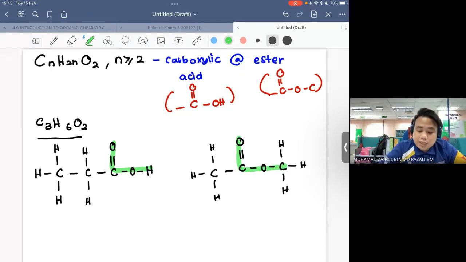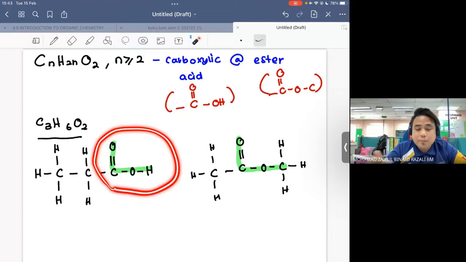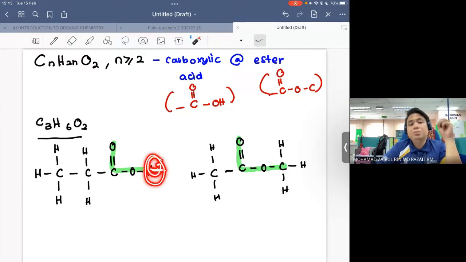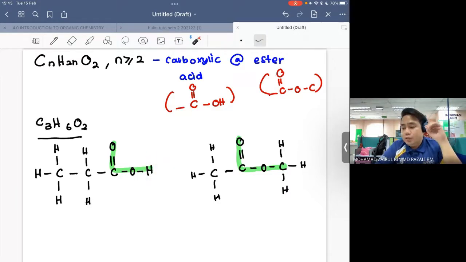Okay, carboxylic acid ni the same case macam aldehyde. The functional group yang C double bond OOH tu must located at the terminal carbon. Carbon yang paling hujung. Tak kisahlah hujung yang kanan ke, hujung yang kiri ke, tapi dia mesti yang paling hujung. Sebab apa? Sebab kalau awak nak letak carbon dekat sini, mana boleh. Sebab hydrogen dia hanya maximum number of bond dia is equals to 1. Okay. Okay tak ni?